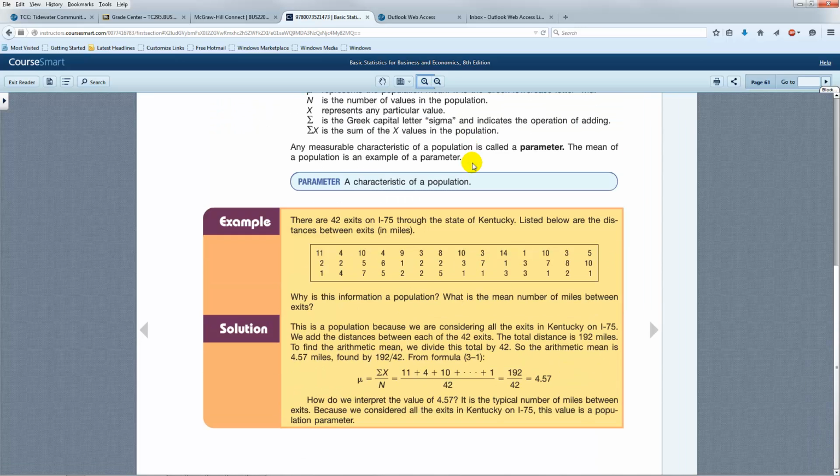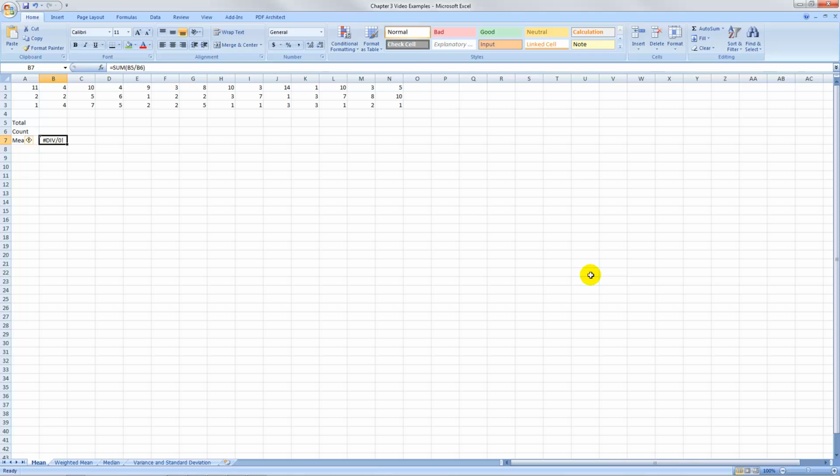Okay, we're looking at the example on page 61. What I've done is I have retyped into Excel all of these values. And you'll see that they're right here.